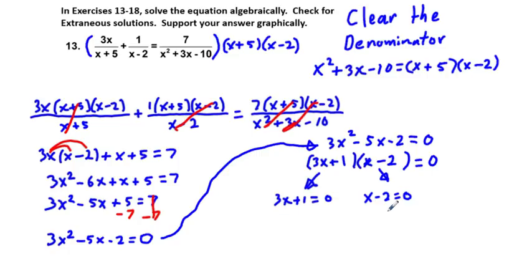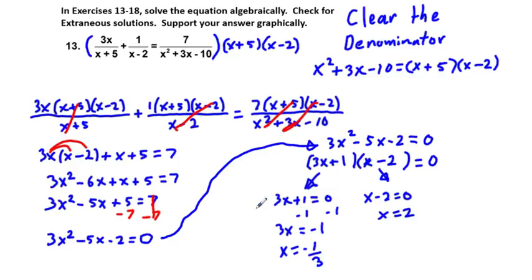And so just solving the one on the right here, this x minus 2 equals 0, we can solve, and x is going to be equal to 2. On the left here, we subtract 1 from both sides. We have 3x equals negative 1. And dividing both sides of this equation by 3, we have x equals negative 1/3.